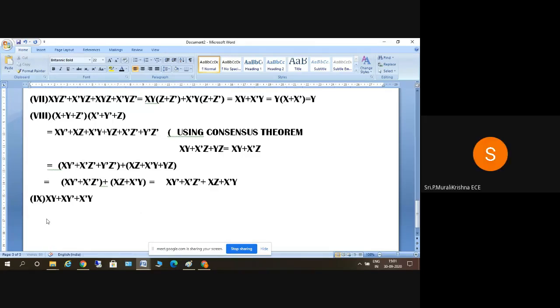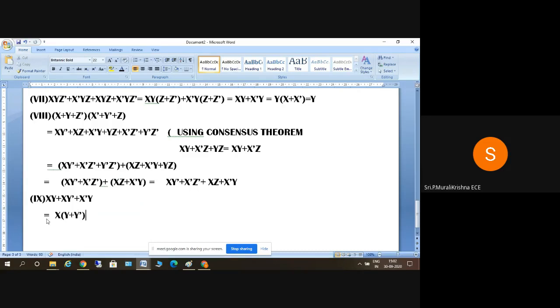Next, the simplification is this one. These are the simple problems. Next we'll go for the complex levels also, because I want you to brush up each and every concept. These are the exercise problems. I'll solve each and every problem, and you practice each and every problem. So I can take x common here.